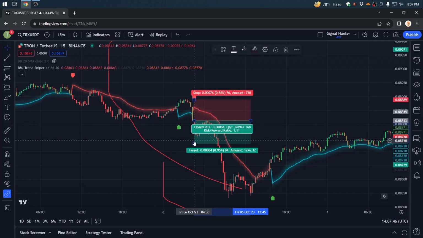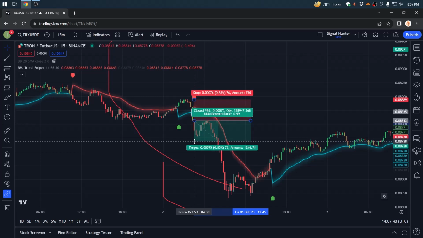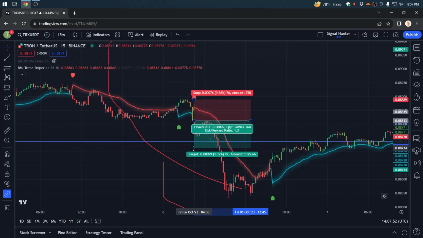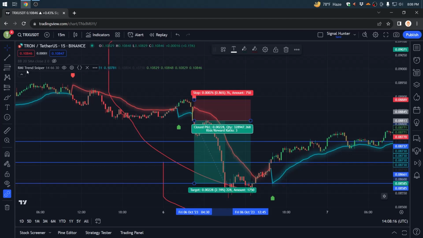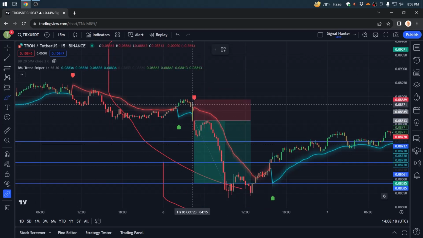swing high, and the first profit target will be 1 times the stop loss, the second profit target will be 2 times the stop loss, and the third profit target will be 3 times the stop loss. As you can see in this chart, the price is successfully hitting all the profit targets.